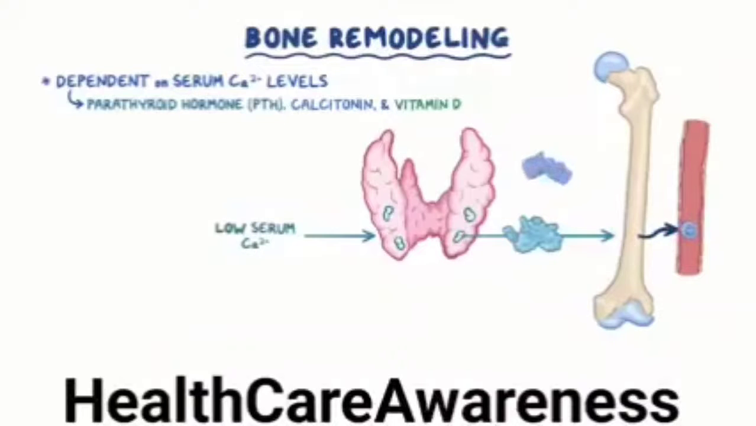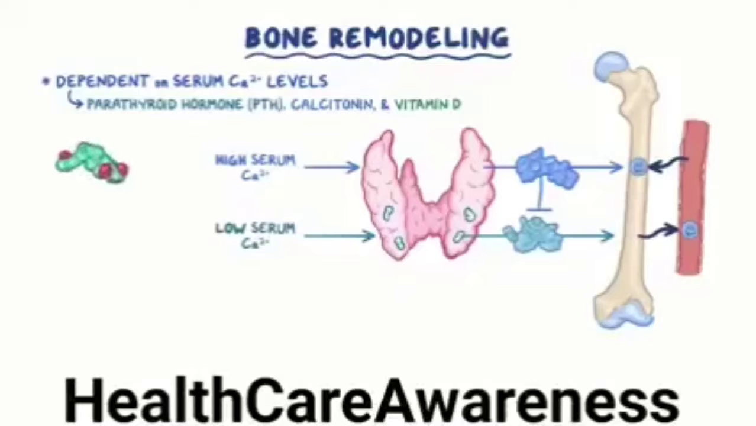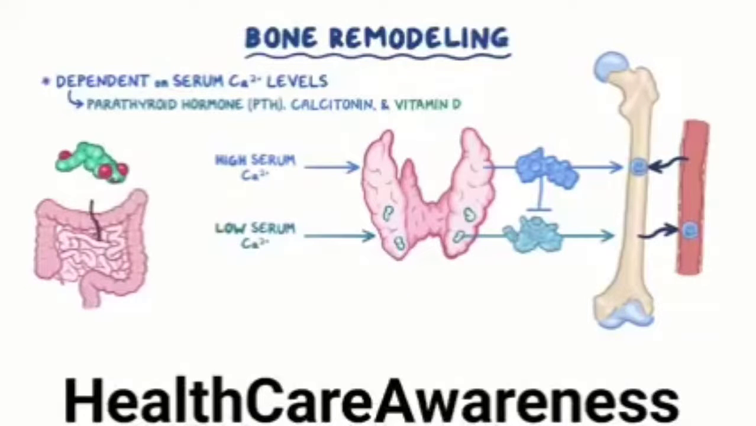On the other hand, calcitonin is produced by the thyroid gland in response to high serum calcium, so it opposes the action of PTH, therefore promoting bone formation and decreasing bone resorption. Finally, vitamin D promotes calcium absorption in the gut, so it increases serum calcium, promoting bone formation and decreasing bone resorption.